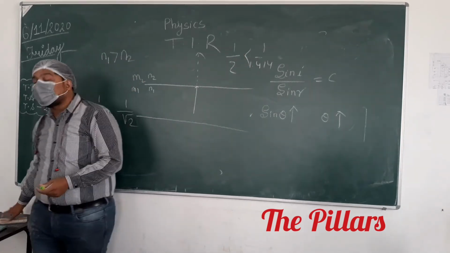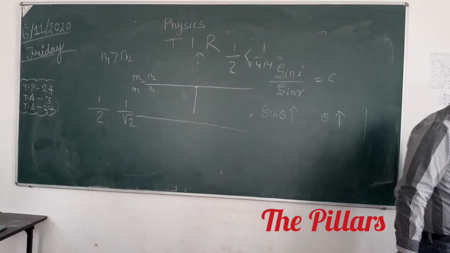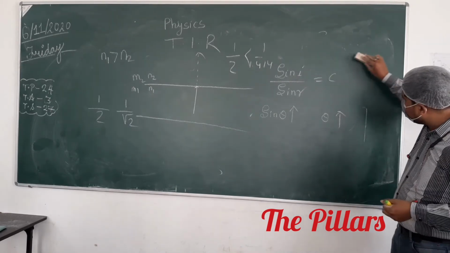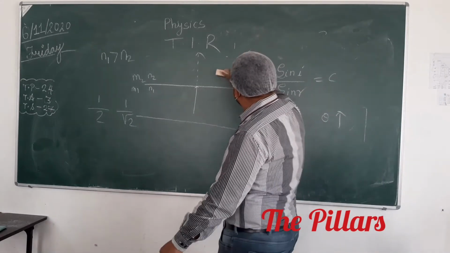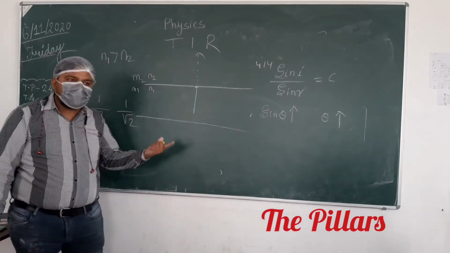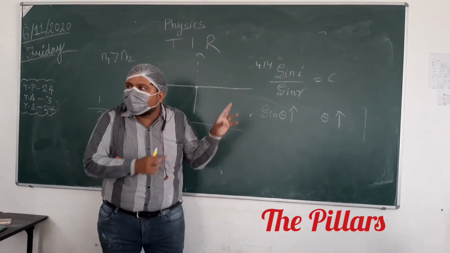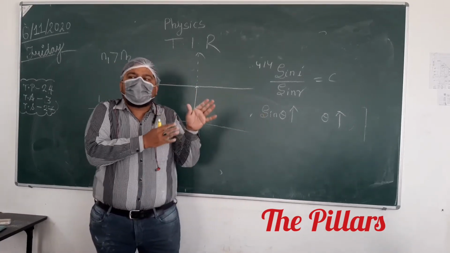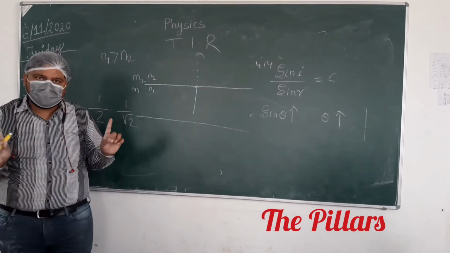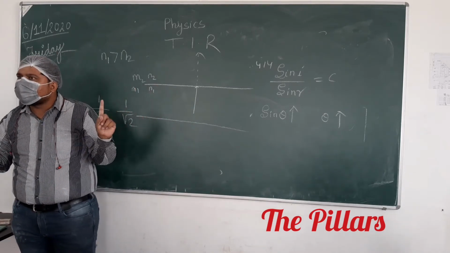So you have observed the trend that as the value of theta is increasing, sin theta is also increasing. So if I increase I, sin I will increase or not? It will increase, but the ratio is constant. What will happen to R? It will also increase. If your angle of incidence is increasing, your angle of refraction should always increase. If I increase I, R will also increase. This point is clear?